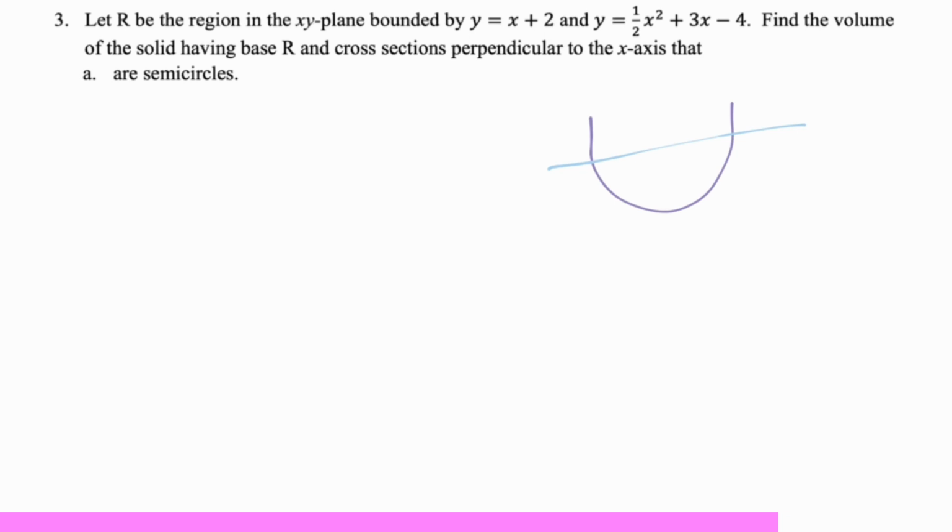So one of them is a quadratic that opens up. One of them is a line. If they define a region, it must look basically like this. So that's how I do the work for that. So we need to know when x plus 2 is equal to 1/2 x squared plus 3x minus 4.